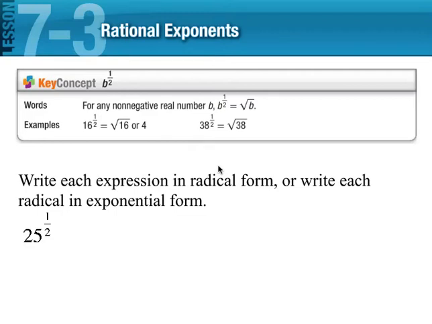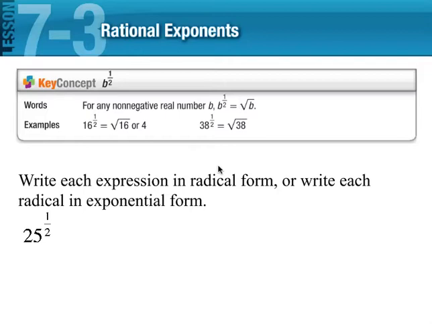And so basically, rational means what? What's the one word when I hear rational number? What should that mean? Fraction, perfect. So basically, when I see rational exponent, that just means an exponent that's a fraction. And so we're going to deal with those today.